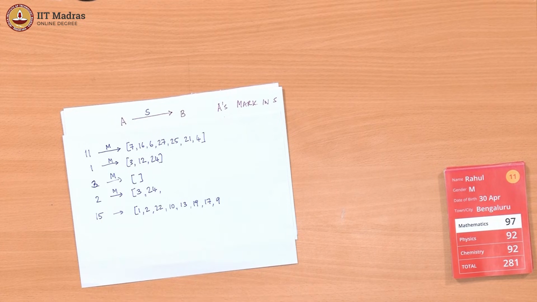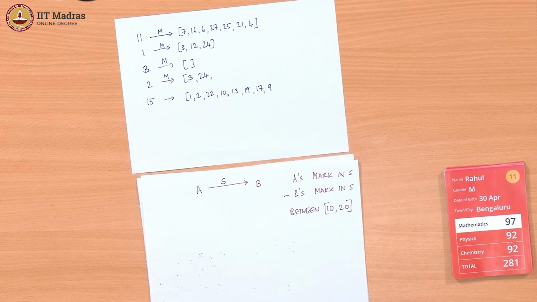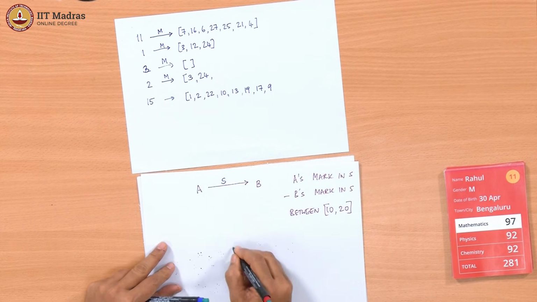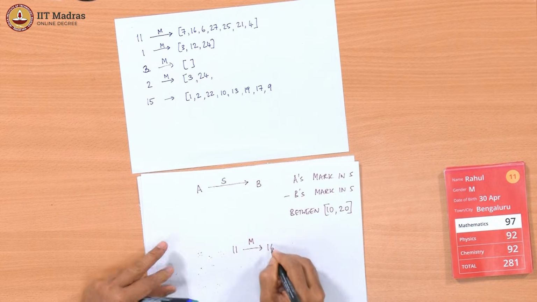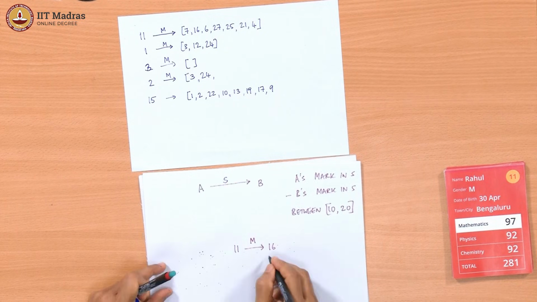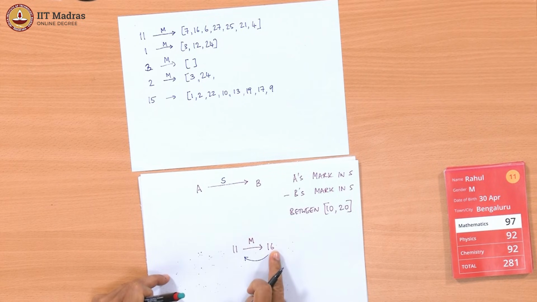So what we want to do is find out whether, for example, 11 can mentor, say, number 16. So 11 can mentor 16 in maths. Then we want to find out whether 16 can mentor 11, for instance. Is it possible? It can't be in maths because 11 is greater than 16, so it can't be there.